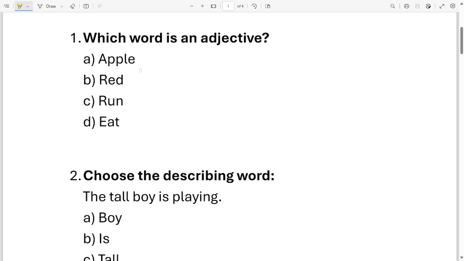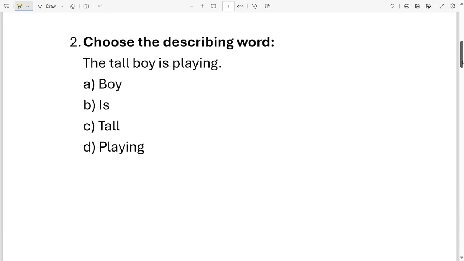Is apple an adjective? No. Is red an adjective? Yes, it is an adjective. Okay, red is an adjective, so option B is the correct option. Let's move to the second question.